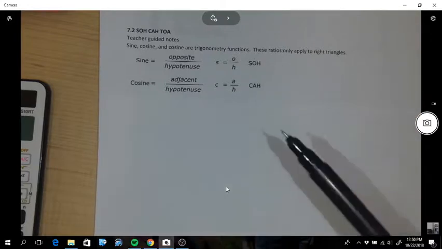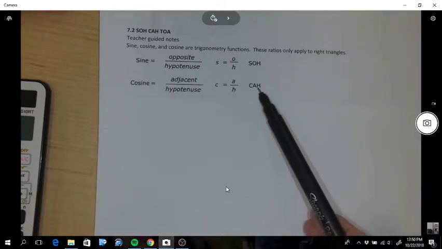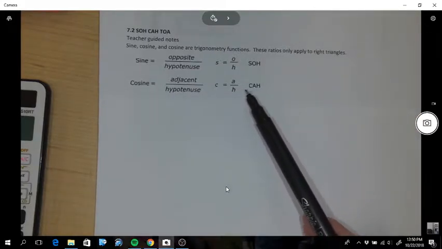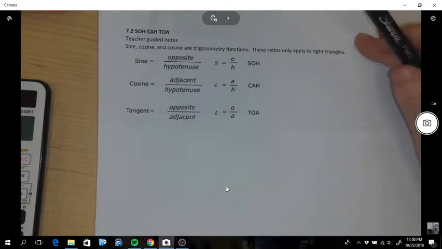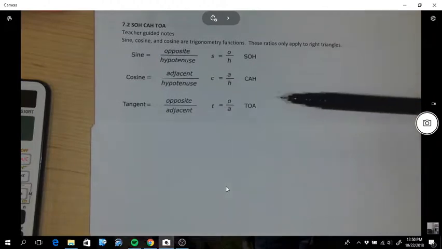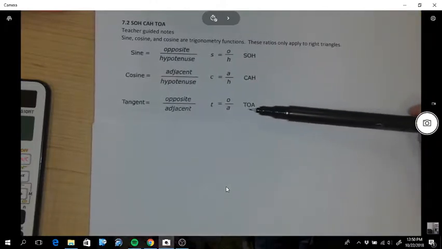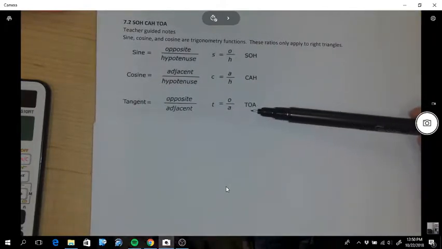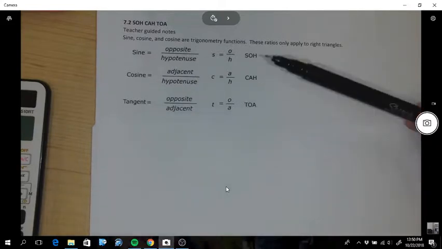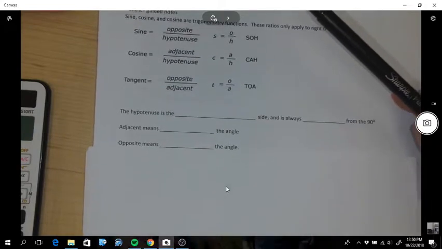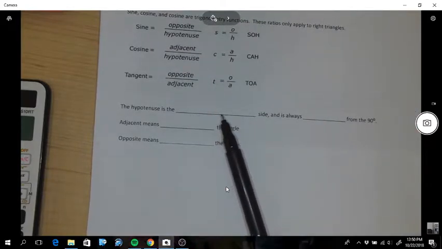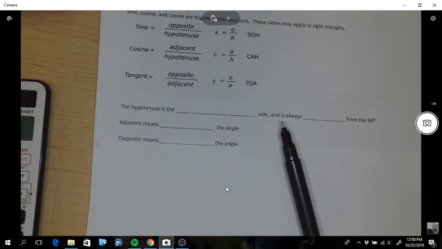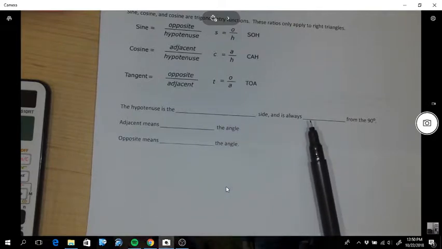These letters always represent the top and bottom of a fraction, and the first letter represents which trig ratio you're going to use: sine, cos, or tan. So now, TOA means the tan ratio is the opposite side divided by the adjacent side. What do we always know? The hypotenuse is always the longest side, and it's always directly across from the 90.